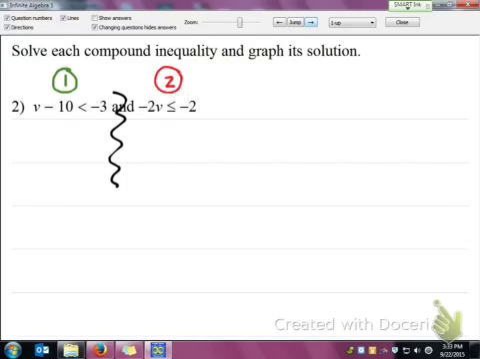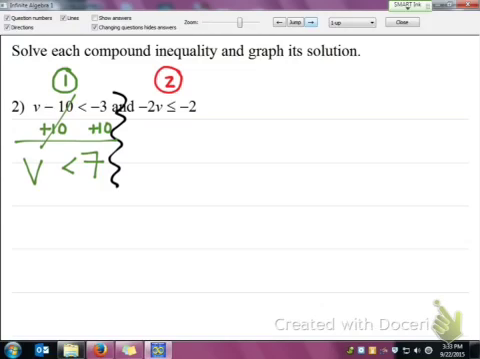So let's take a look at equation number 1. That says v minus 10 is less than negative 3. So to get rid of minus 10, we're going to add 10. Remember, you're always doing the opposites here. Alright, drop down your v, bring down your symbol. Negative 3 plus 10 is 7. Okay, then we can come over to the right-hand side there.